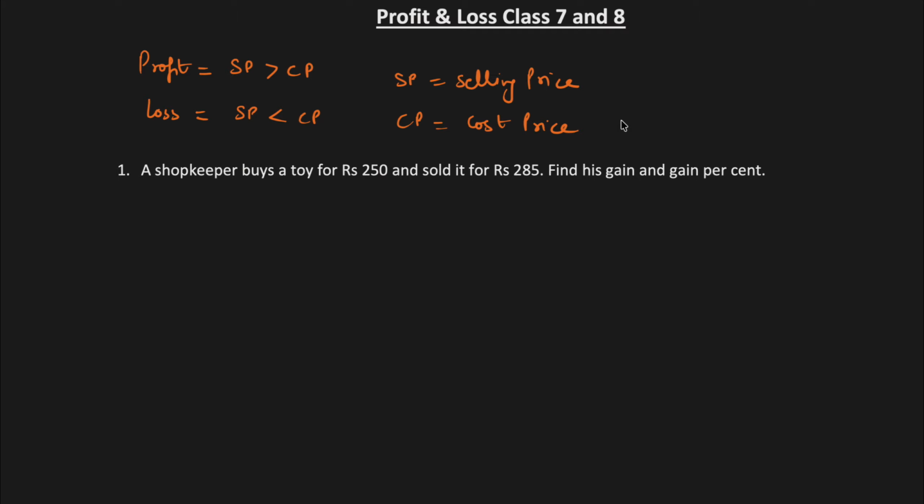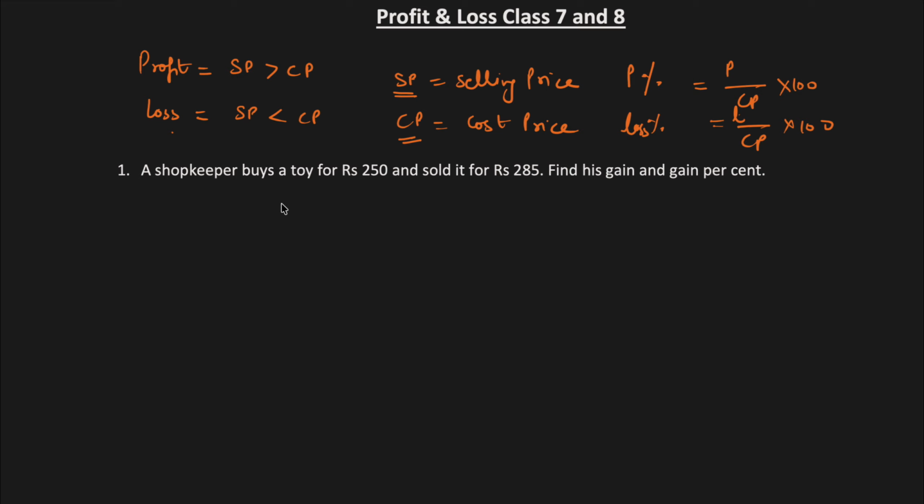So when there is a gap between these two, then we have either profit or loss. When SP is more, you have profit. When SP is less and CP is more, you have loss. Okay. And when we calculate percentage of profit and percentage of loss, they are always calculated on CP. The percentage is always calculated on CP, right? Now, let's move to the questions and solve them. And with that only I'll provide you the formulas.